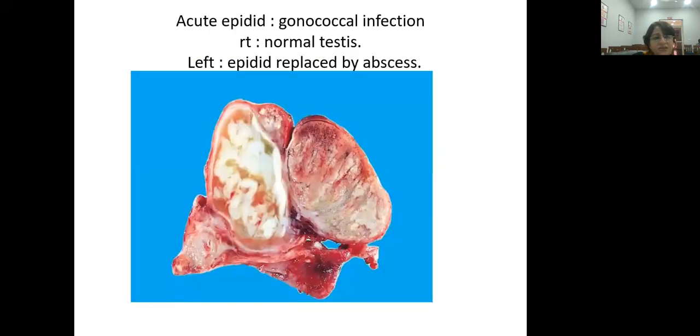We can skip this. On the right is a normal testes. And on the left is a testes which has been replaced by an abscess. This is normal testes. This is an abscess.